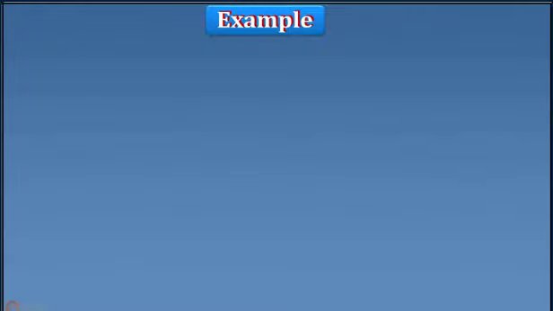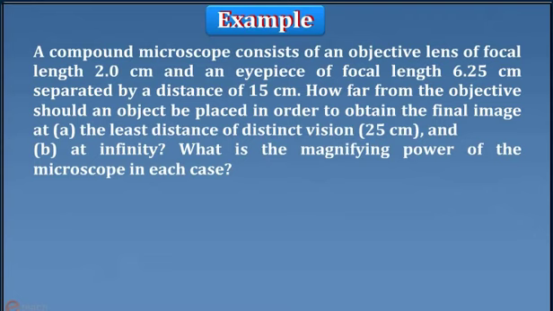Let us have an example over compound microscope. A compound microscope consists of an objective lens of focal length 2 cm and an eyepiece of focal length 6.25 cm separated by a distance of 15 cm. How far from the objective should an object be placed in order to obtain the final image at A, the least distance of distinct vision 25 cm, and B, at infinity? What is the magnifying power of the microscope in each case? Let us have the solution.